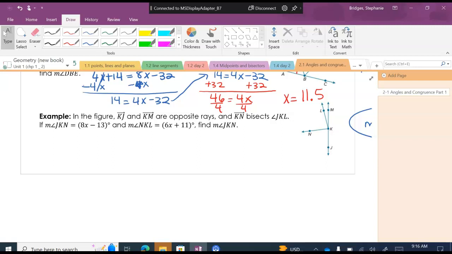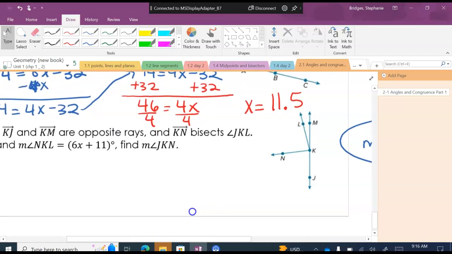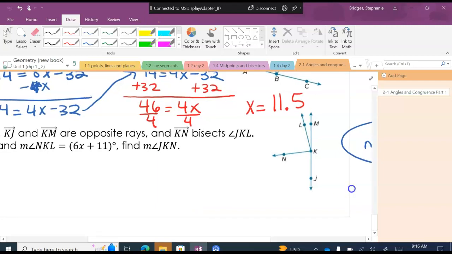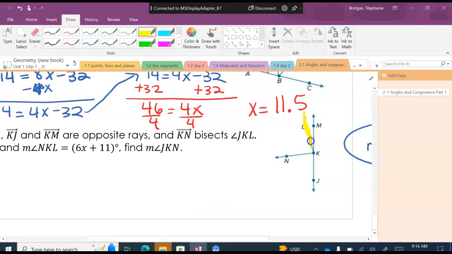In the figure, ray KJ and ray KM are opposite rays, and KN bisects angle JKL. So that's the first thing I need to look at. Angle JKL is right here. And then it tells me that KN bisects it, which means it makes two congruent angles. That would be the first thing I do just by reading that question, marking my congruent angles. KN is in the middle, therefore the two angles that are next to it are going to be congruent.